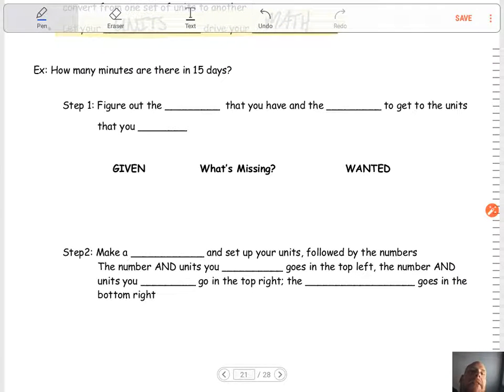How many minutes are there in 15 days? So there's a few steps that are going to go into this, and having a game plan in your head is going to make it a whole lot easier. So I want to figure out minutes. That's my goal.